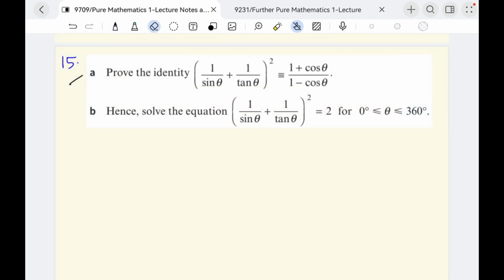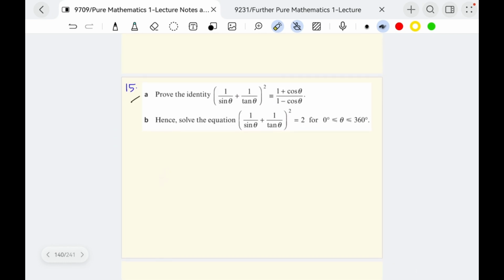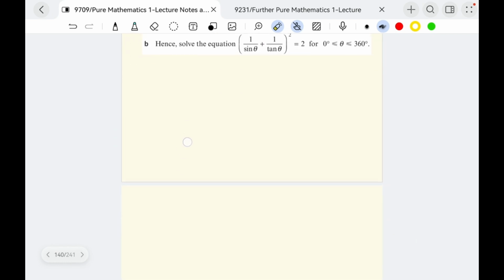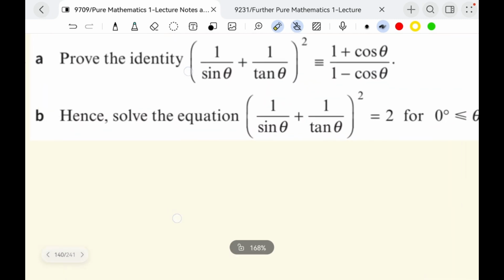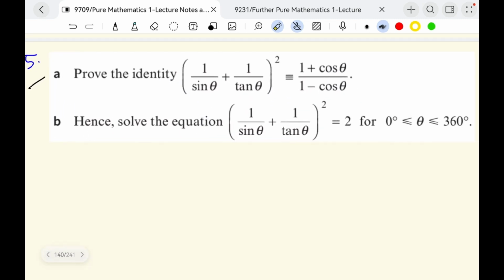Okay, let's move on to the next question, which is question 15. This is the first question of the challenge part among the exercises for chapter 5. So we have two more questions to discuss from the course book before proceeding to the past paper questions discussion for these exercises for chapter 5.